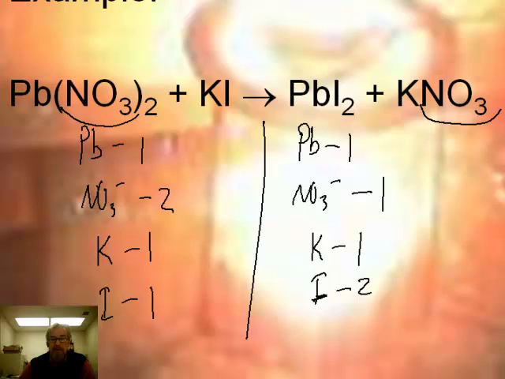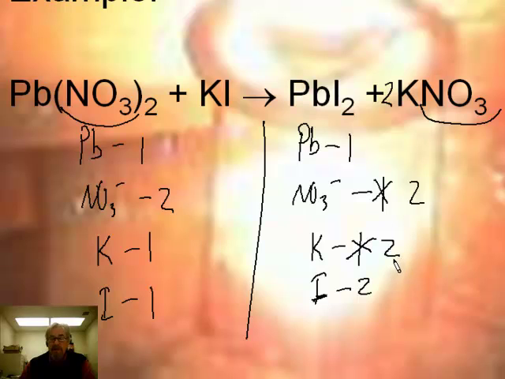I need 2 nitrates on the right-hand side, and nitrate is in KNO3, so I'm going to put a 2 in front of KNO3, which changes my nitrate and makes it what it needs to be, 2. However, that also changes my potassium to a 2. How can I undo that problem?